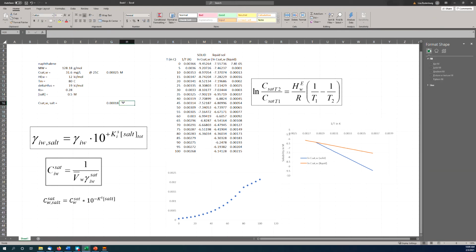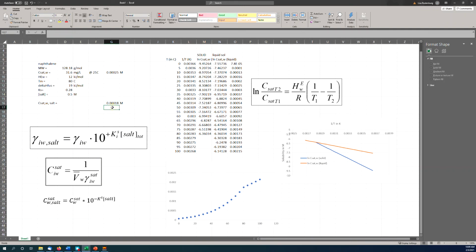Solubility has gone down. Same temperature, but now the solubility is lower because we're in seawater. And in seawater, all of those water molecules are busy trying to solvate all the salts. All the sodium and chloride and all that other stuff is sort of tying up the water molecules so that they're not available to solvate your chemical. So the solubility of your chemical will go down.